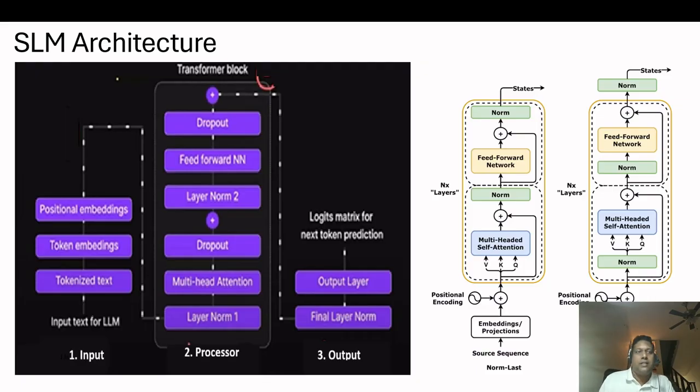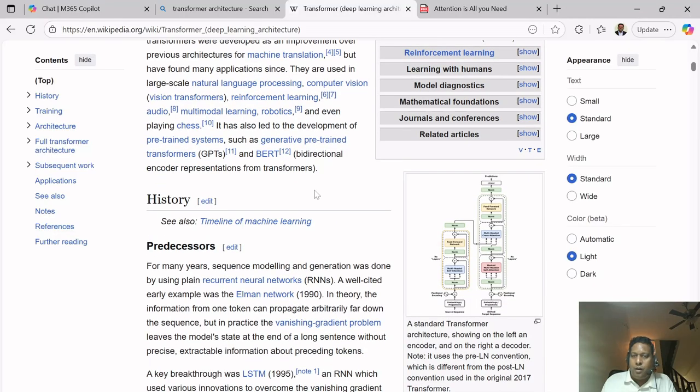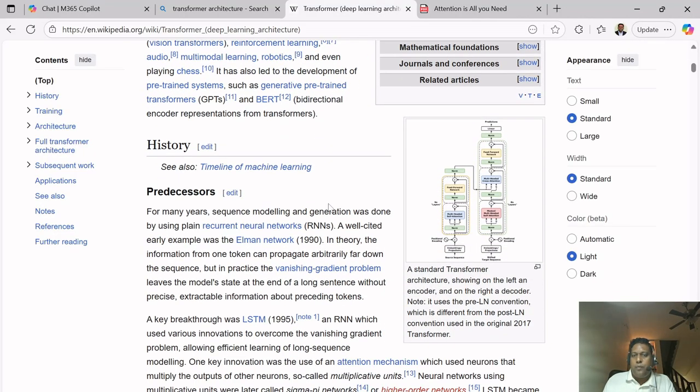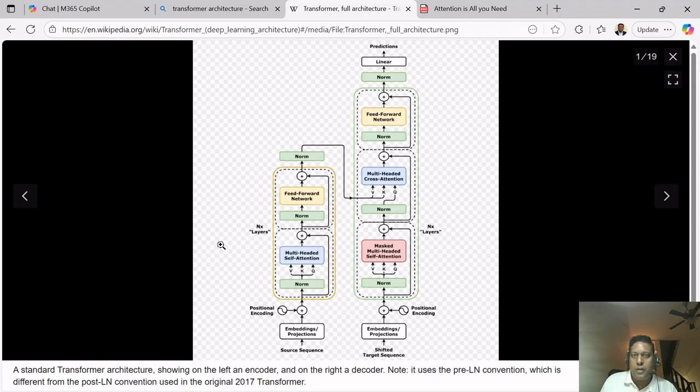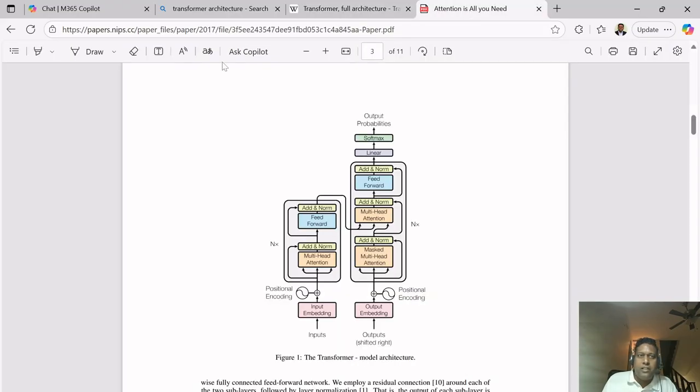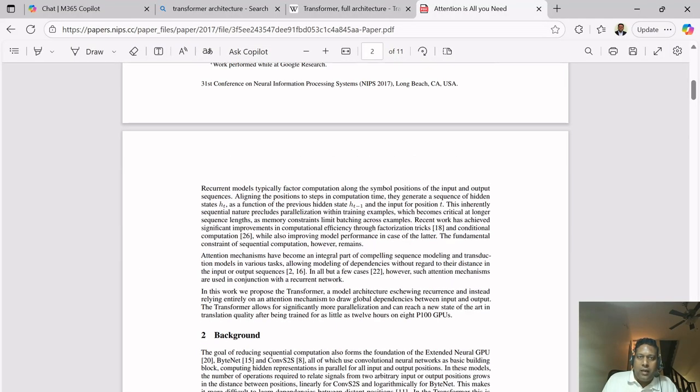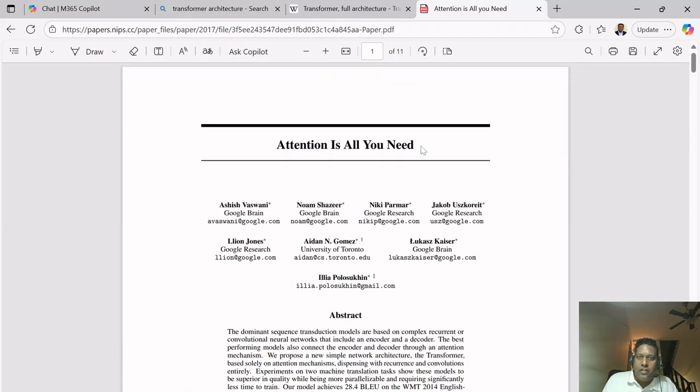Now we are going to jump into this small language model architecture, right? What you see here is the transformer architecture, and that's where I got this diagram, which is pretty much the standard that you see today in the large language model, right? The transformer architecture was originally published in the 2017 paper from Google. It's called "Attention is All You Need" by this set of scientists from Google.